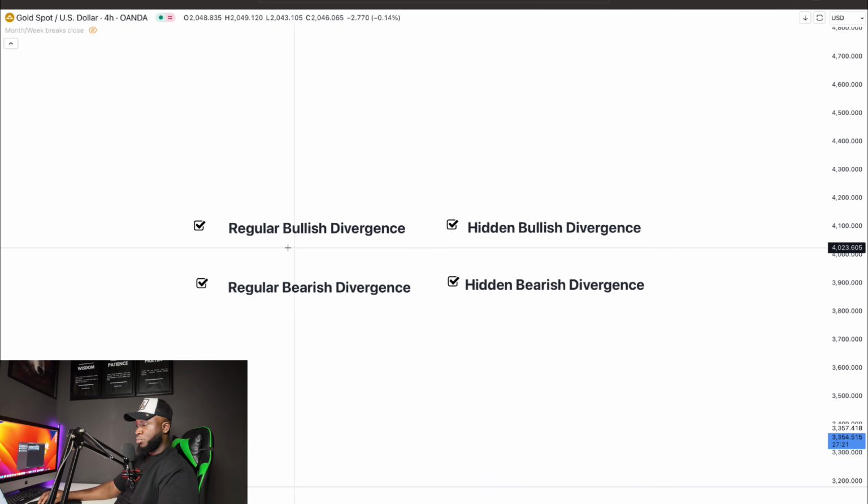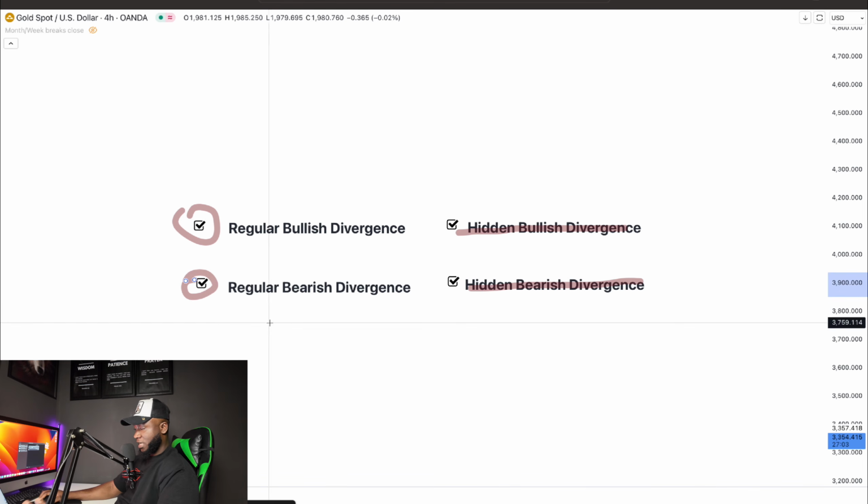We have the regular bullish divergence. We have the regular bearish divergence. We also have the hidden bullish divergence and then the hidden bearish divergence. But we're just going to focus on these two, all right? We're going to focus on the regular bullish divergence and also the regular bearish divergence.